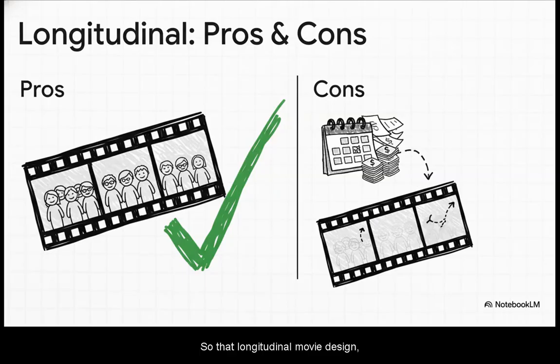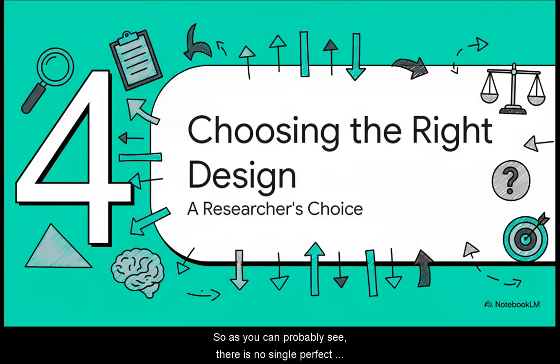So that longitudinal movie design, it totally solves the cohort problem. Since you're following the exact same group of people, there are no cohort effects. But, of course, it has its own massive headaches. For one, these studies are incredibly time-consuming and expensive. And a really big one, people tend to drop out over time, what researchers call attrition, which can seriously mess up the results. I mean, can you imagine trying to keep track of the same group of people for decades? It is not easy. So as you can probably see, there is no single perfect method that just works for every single situation. Each approach we've talked about comes with its own unique set of pros and cons.